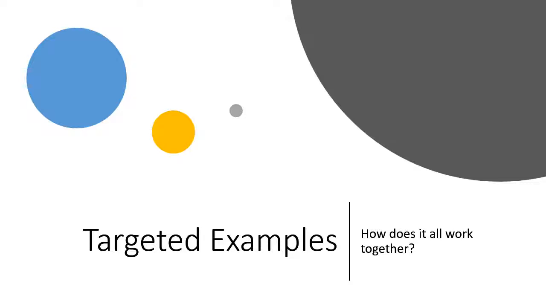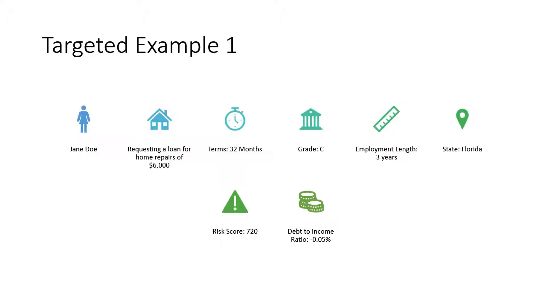So now I'd like to move into targeted examples. The intent of the targeted examples is to show how the two profiles we've established work together in tandem to, one, improve our marketing by focusing on individuals that will likely be approved for the loan, and two, reduce our false positives by rejecting individuals who would otherwise fall within our targeted profile and yet ultimately fail to qualify for the loan. Our first example is Jane Doe.